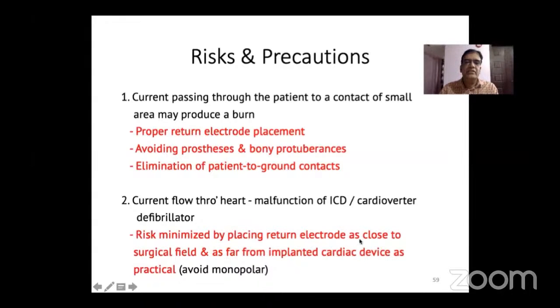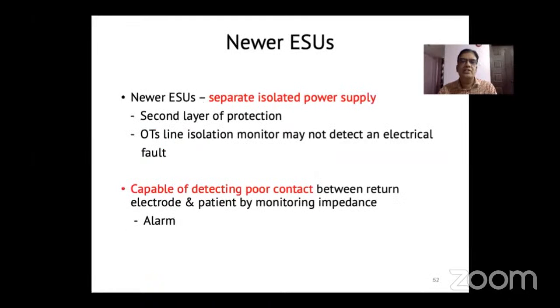And generally, we are advised to avoid monopolar cautery because it is more dangerous. In fact, the newer electrosurgical units are better in this respect. They may also have a separate isolated power supply. It provides a second layer of protection, and they are capable of detecting poor contact and also have an alarm system.